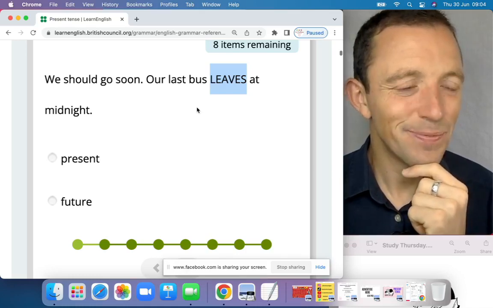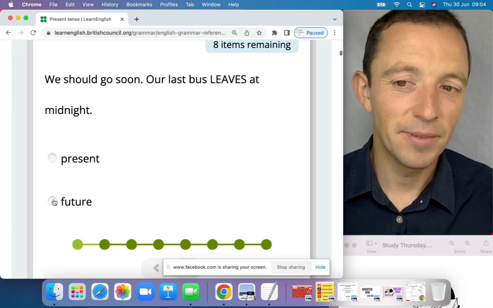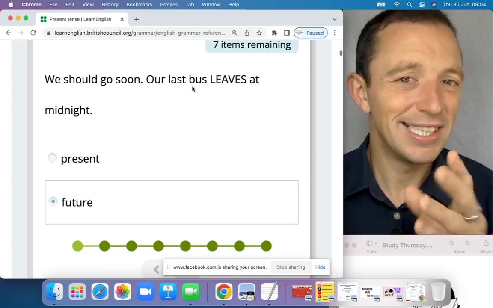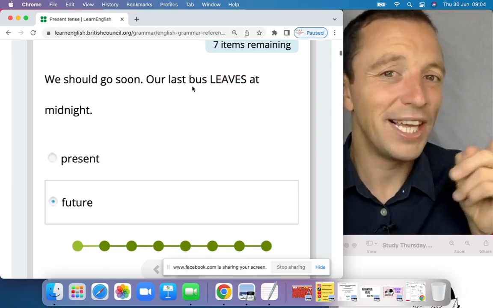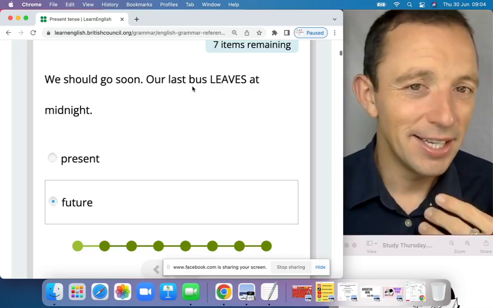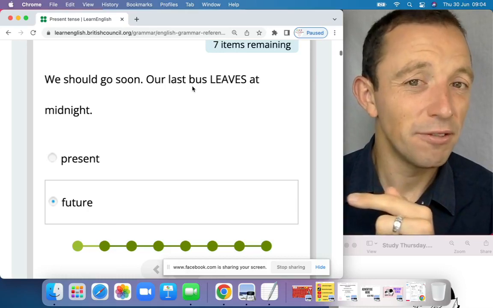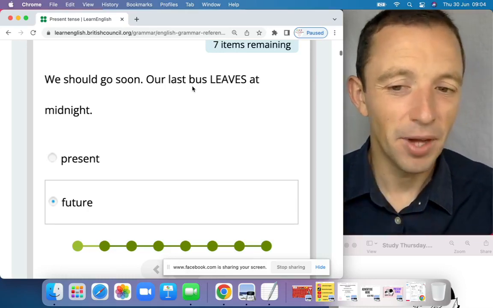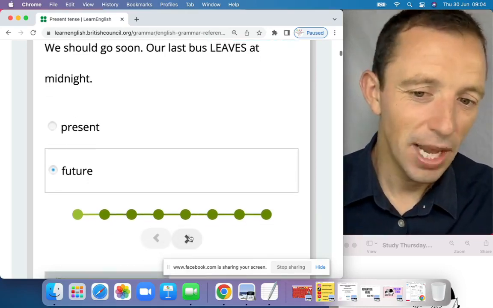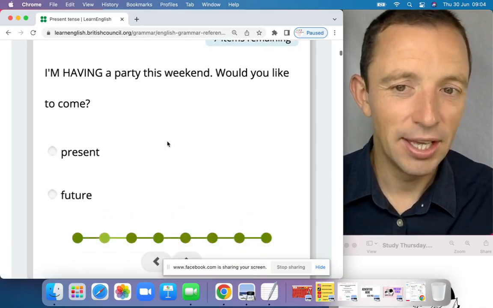I think we're speaking about the future because the bus is still here, but the bus will leave in the future. So for me, it's the present form, but we are referring to the future, in my opinion. I could be wrong. Let's move to the next question.